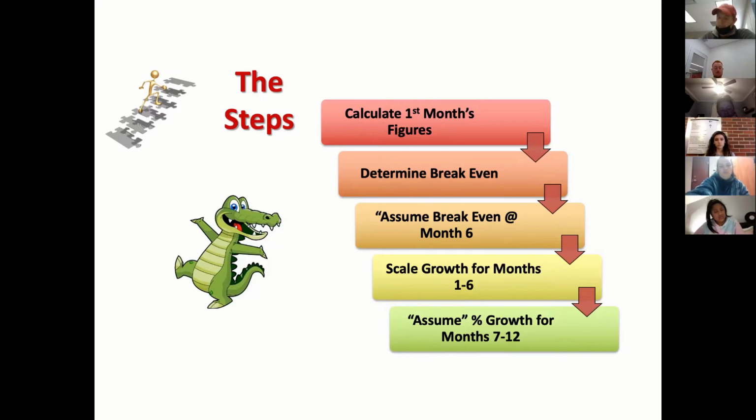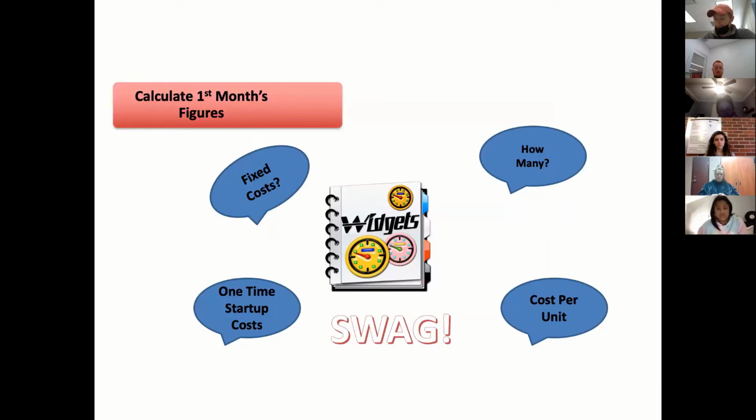You know what his revenue would be from the first month. You know what it would have to be in the 6th month, and you just scale it up to meet the 6 months. And then from the 7th month to the 12th month, he's got traction, and you continue to increase it from there. We have to calculate the first month's figures.